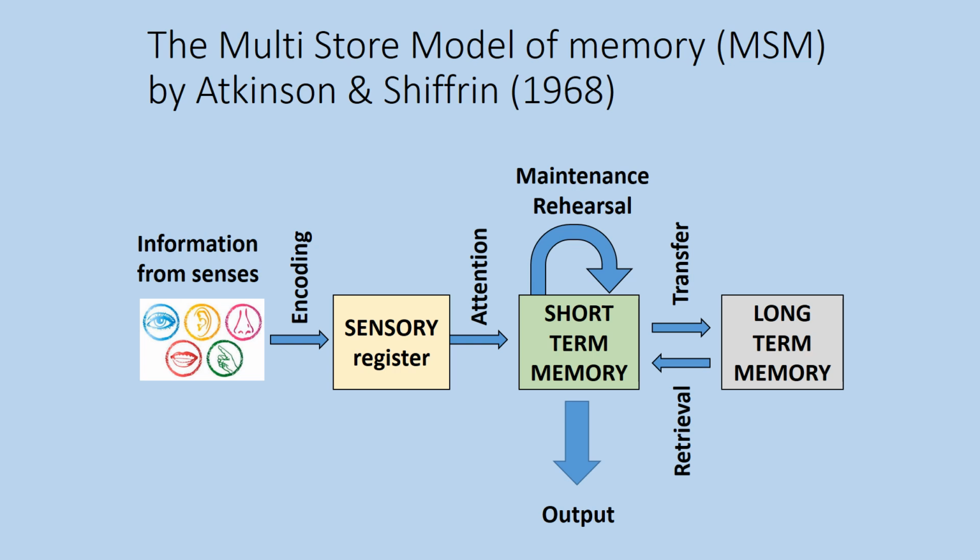But how to keep things there? We have this thing called maintenance rehearsal, which basically means we can say it over and over again in our head to keep it going round. We tend to store things auditorily, according to this theory, in our short-term memory. However, if that's interrupted or we don't get a chance to pass it on to long-term memory, things can be lost from there as well.